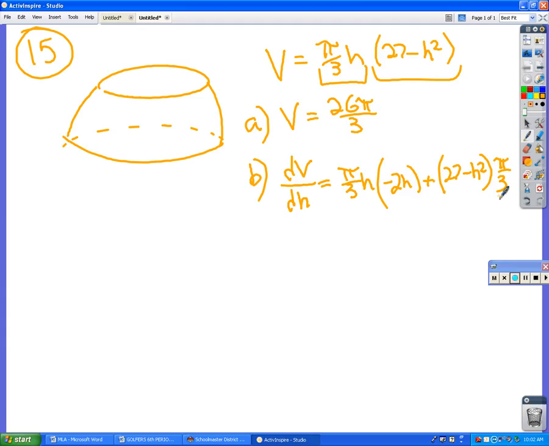Okay, and then it says find the rate of change of the volume with respect to h at h equals 1. So plug in 1. And that is a little bit gross. It is going to be negative 2 pi over 3 for this stuff, plus another 26 pi over 3 for this stuff. Kyle is not only awake, but he's participating. So if I add those together, I get 24 pi over 3, which reduces to 8 pi.